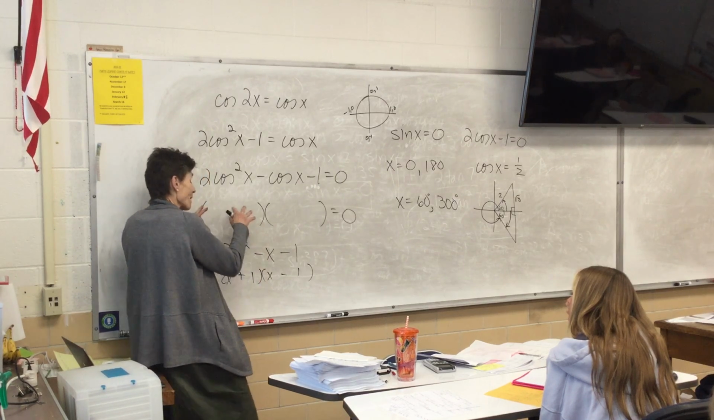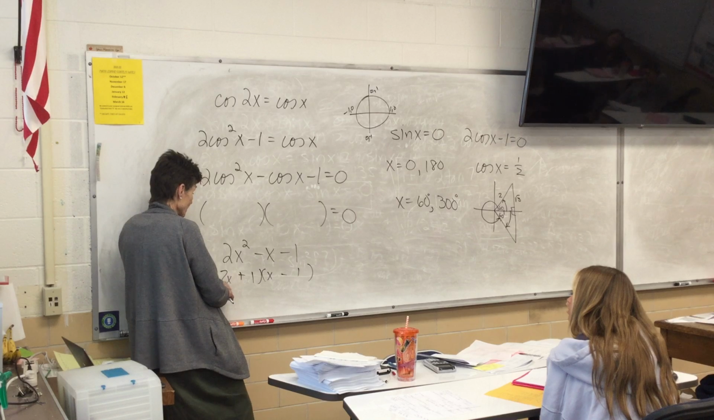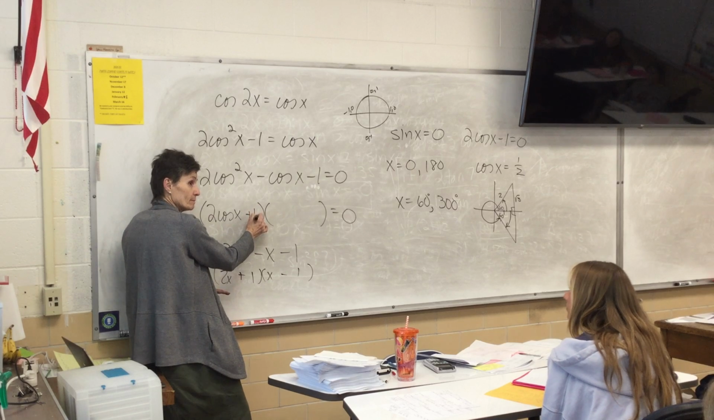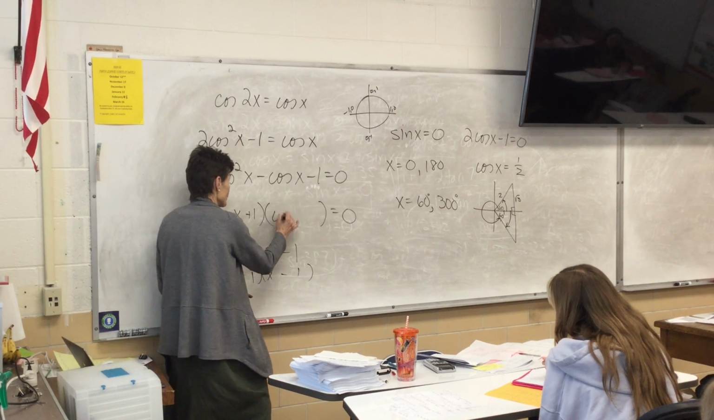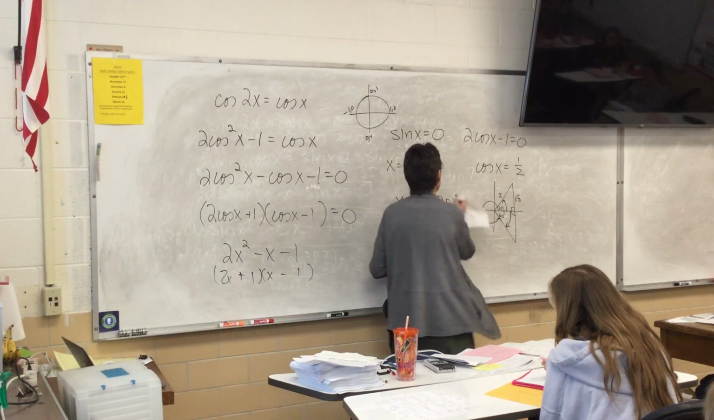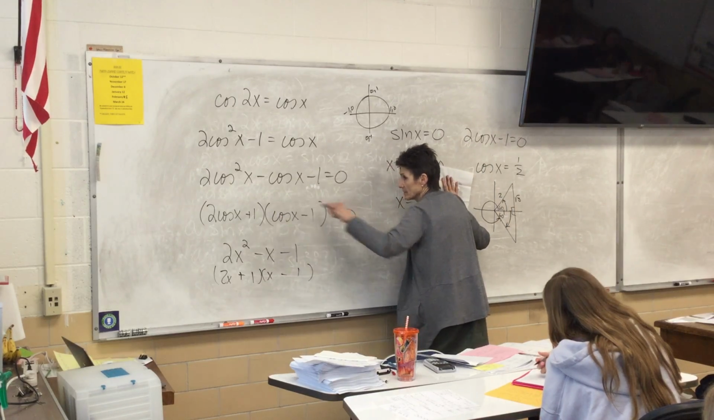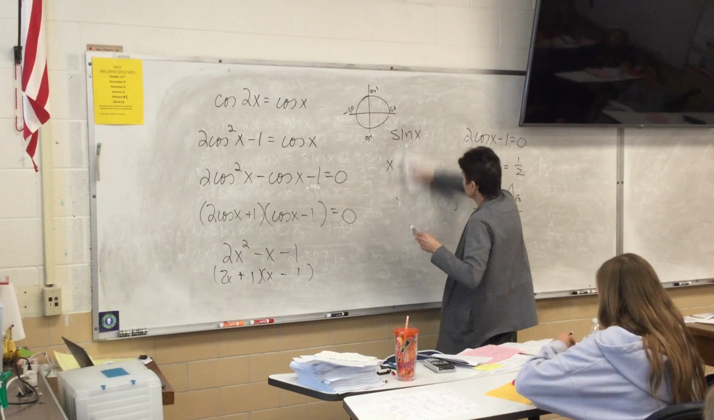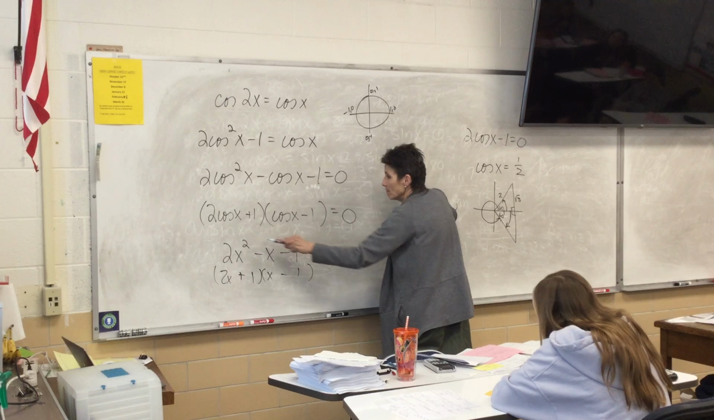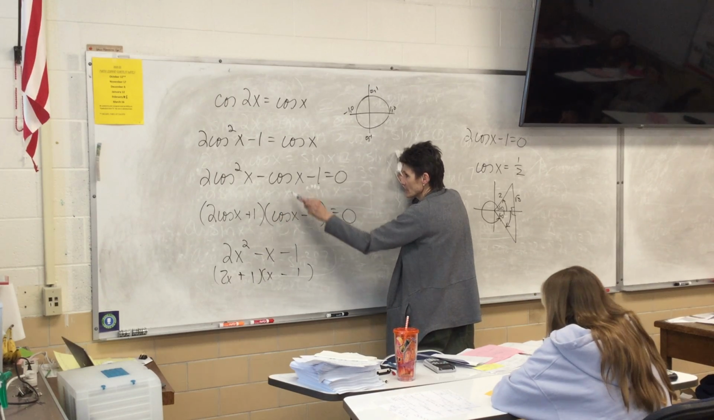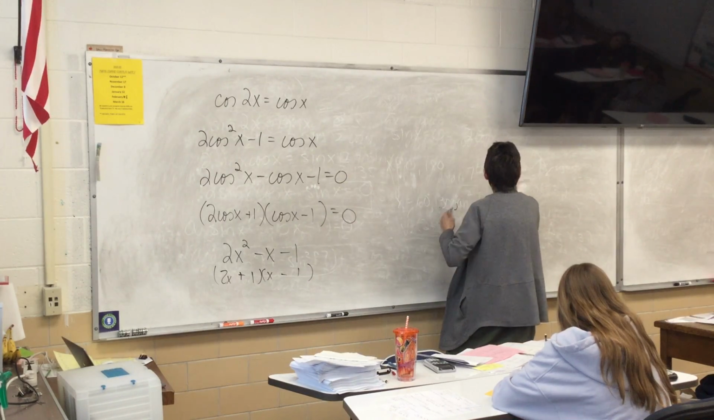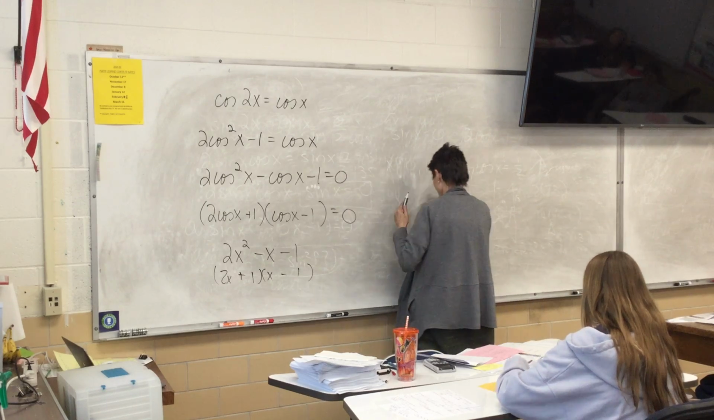Now, translate it back into our equation. Instead of 2x plus 1, we'll have 2 cosine plus 1 and cosine minus 1. If you FOIL this back together, you will get 2 cosine squared minus 2 cosine plus 1 cosine minus 1. You can always FOIL it to check it, just like you do in regular algebra.